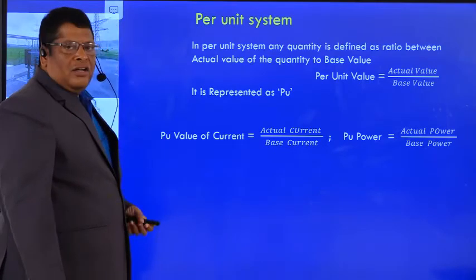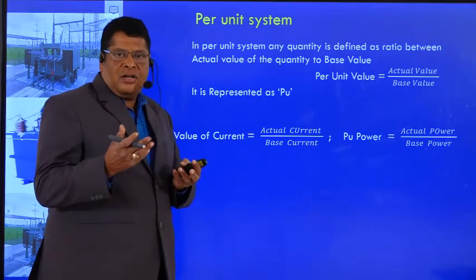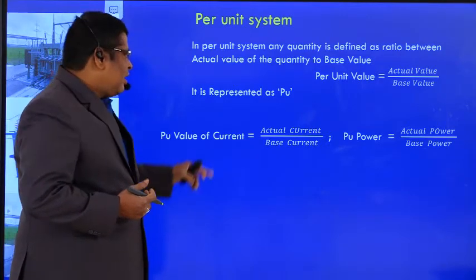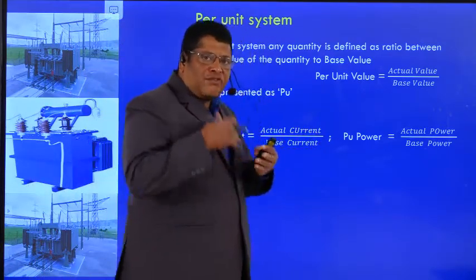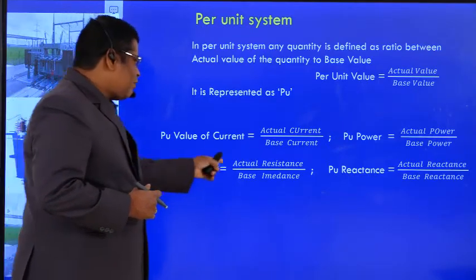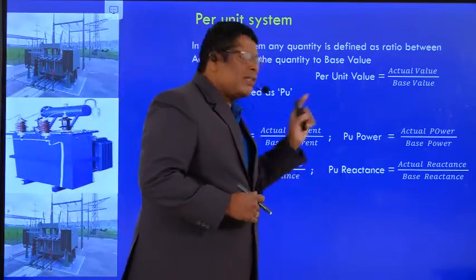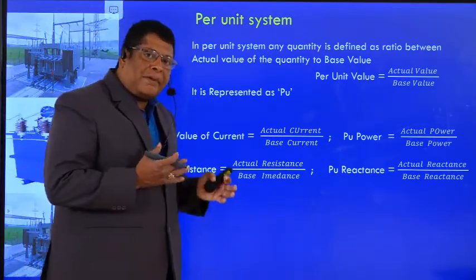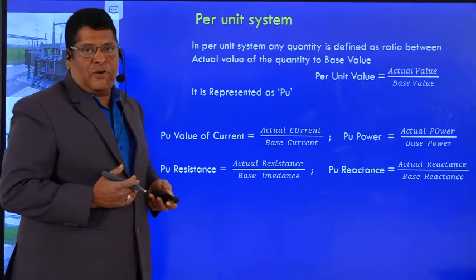Per unit value of the current. As far as the electrical is concerned, we have current, voltage, impedance, power. All those values you can represent in a per unit value. Suppose you take the per unit value of the current: actual current divided by the base current. In the same manner, per unit value of power: actual power divided by the base power. Per unit value of the resistance: actual resistance divided by the base impedance. Per unit value of the reactance: actual reactance divided by the base reactance. So in this manner, we can calculate the per unit value for the voltage, current, power, resistance and reactance component.